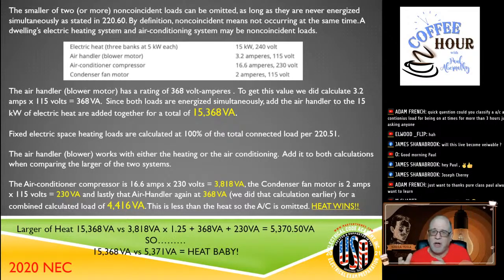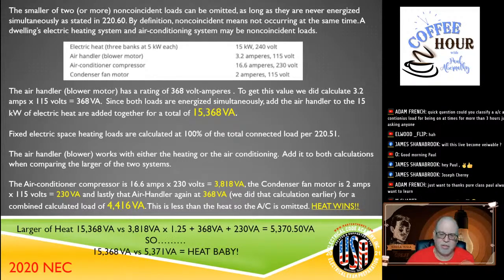But then in the 2020 code, I have to reevaluate the AC again. If the AC compressor is considered a motor for our calculations, and it's the largest motor in the dwelling, then I have to recalculate it and take that air compressor at 125% plus all of the other loads that are associated with it, like the air handler and the condensing fan. So I'm going to redo that math. And I think most of us that are savvy would look at that and go, dude, there's no way it's going to come up to beat 15,368 for the heat. So I'm not even going to worry about it. And you'd be right. But I need to make sure you know how to do it.